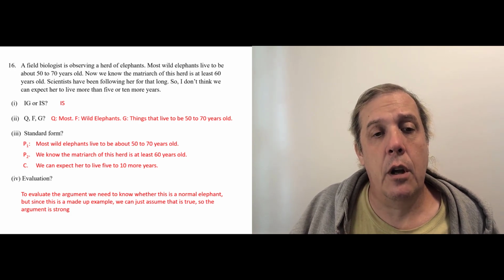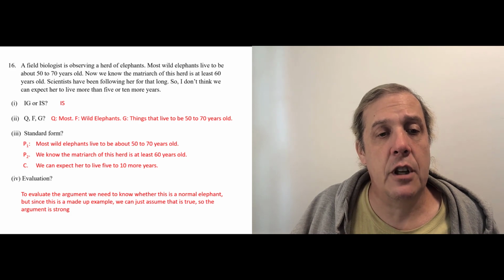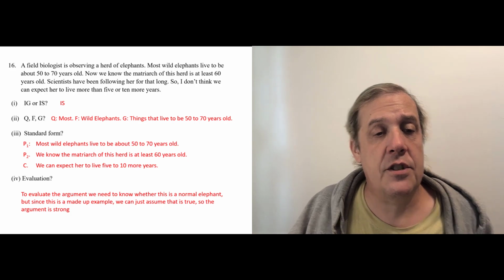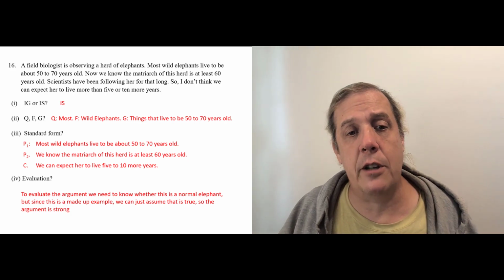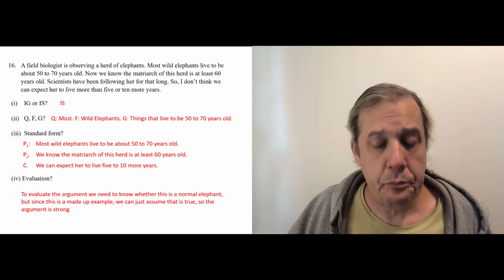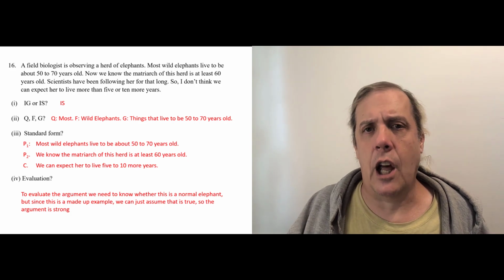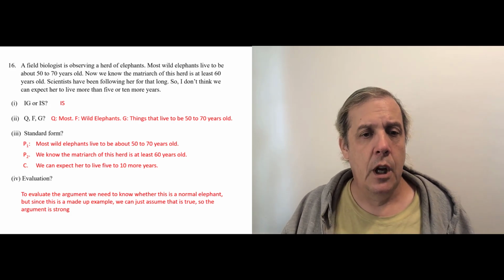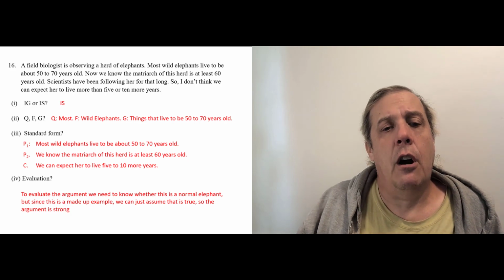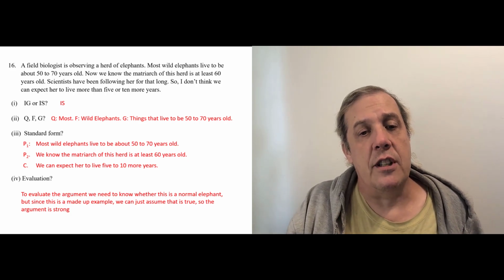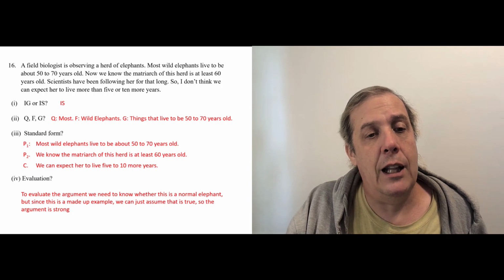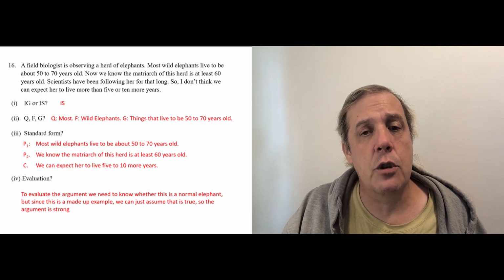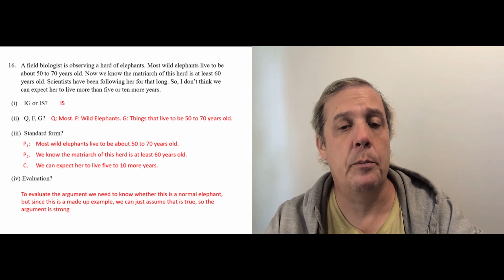Premises. We know that most wild elephants live to be 50 or 70 years old. We know that the matriarch of this whole herd is at least 60 years old. Conclusion, we can expect her to live 5 to 10 more years. After, I'm certain, a life of proud leadership and service to her herd. Well, to evaluate this argument, we only need to ask one question. Is this a typical case? Is this a normal elephant? And since this is a made-up example, we can just assume that it's true, and therefore the argument is strong.